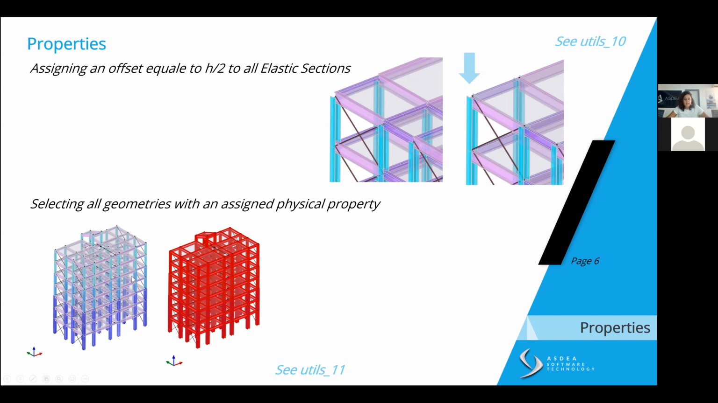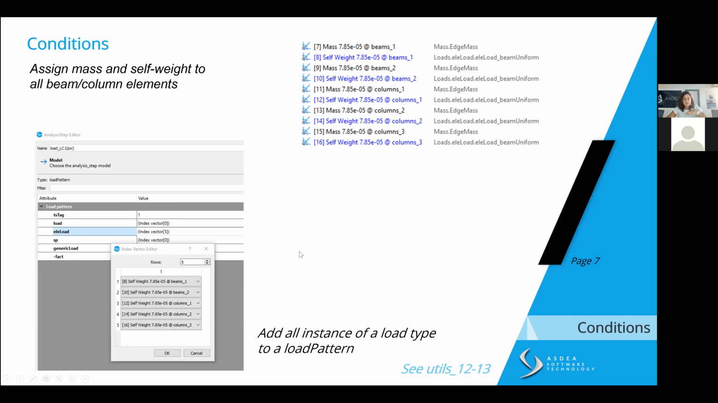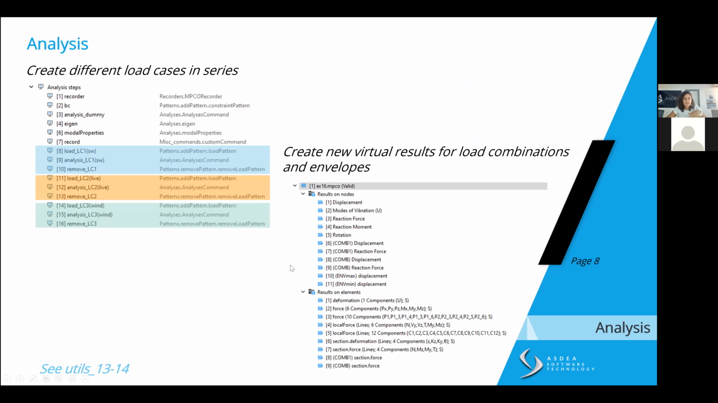We have a script to select all the assigned physical properties so that we don't assign element properties to something that we actually don't need. And then we have other easy scripts for the automatic assignment of mass and self-weight, and the addition of that mass and self-weight to a load pattern. Then I'm going to teach you how to create load cases in the analysis steps and create new virtual results from the Python API in the Postprocessor.